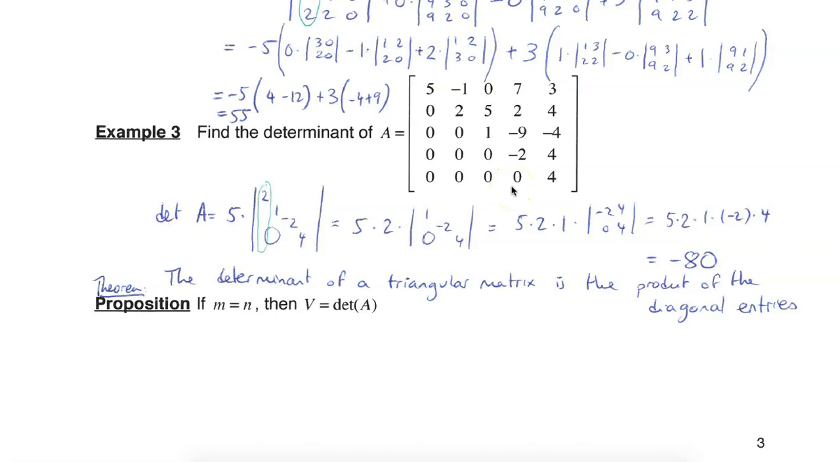So what we notice here is that for upper triangular matrices or lower triangular matrices, the determinant is simply the product of the entries on the diagonal. So that's the theorem that's below that I added here by hand. The determinant of a triangular matrix is the product of the diagonal entries. For the exercise itself, we get -80.